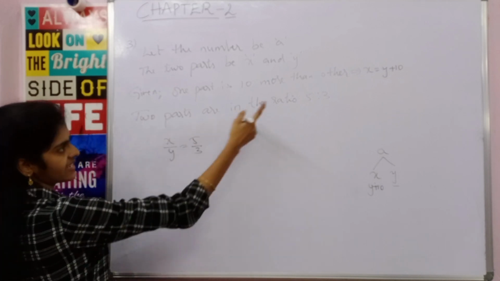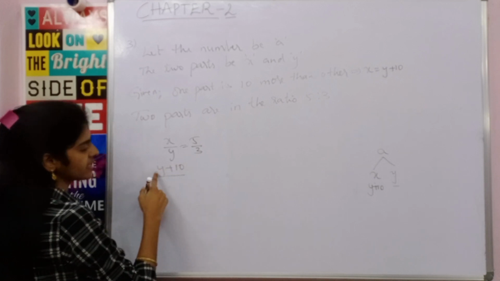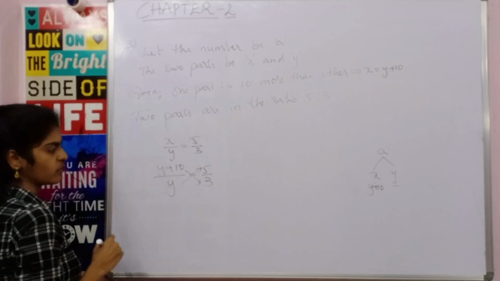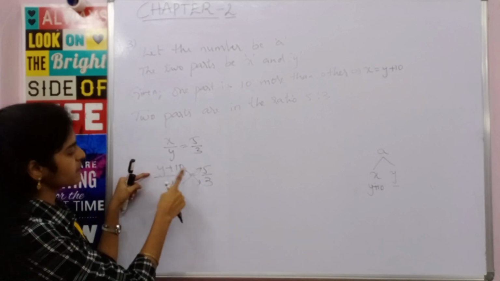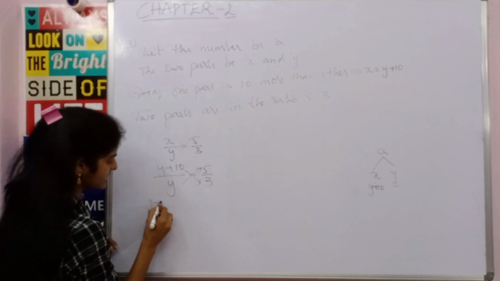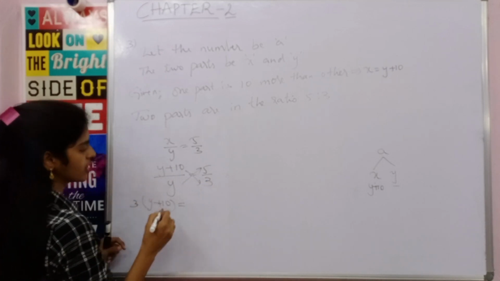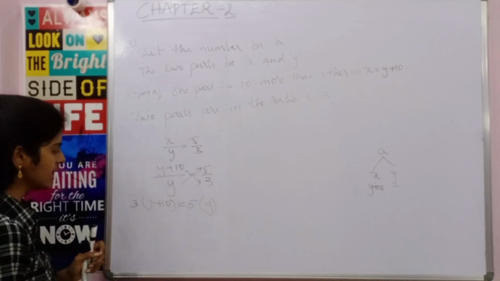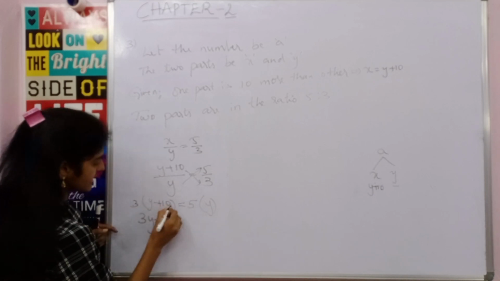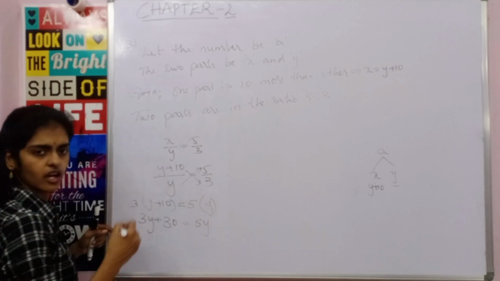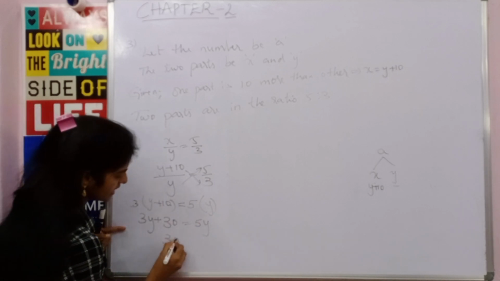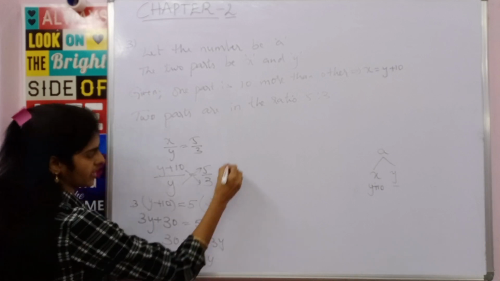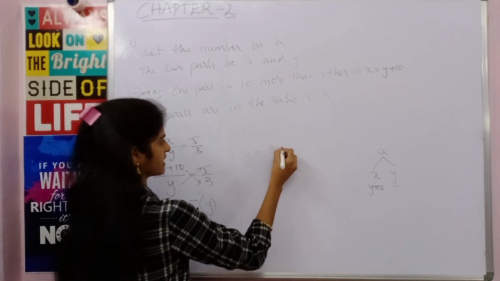So what is x? X is nothing but y plus 10. The bigger number, y plus 10, divided by y is 5/3. Now simple cross multiplication you will do, nothing but the numerator of LHS you will multiply with the denominator of RHS. So it is y plus 10 into 3 equal to the numerator of RHS into the denominator of LHS. Solving, you have 3y plus 3 tens are 30 equal to 5y. Let me send 3y to the other side. So 30 equal to 5y minus 3y. So this is 2y. So 30 equal to 2y. Now what is y from this? Y is nothing but 30 divided by 2.